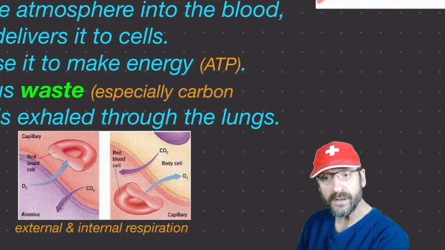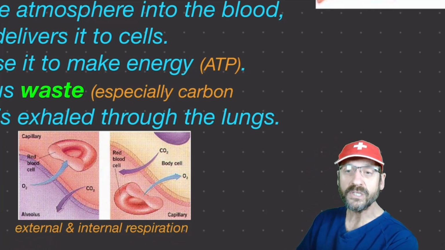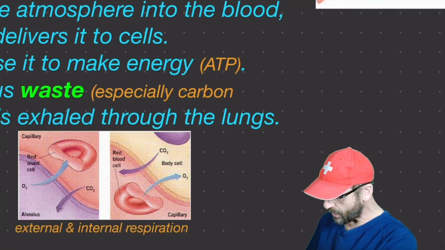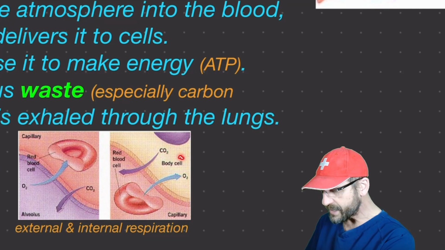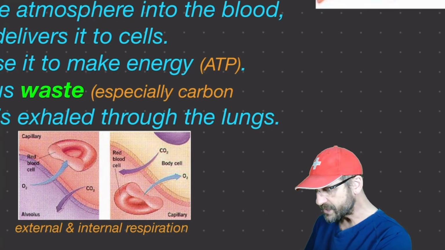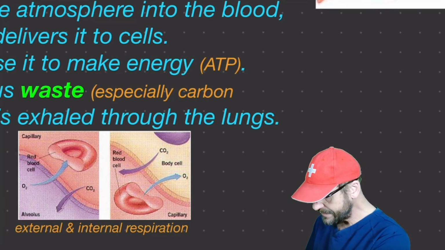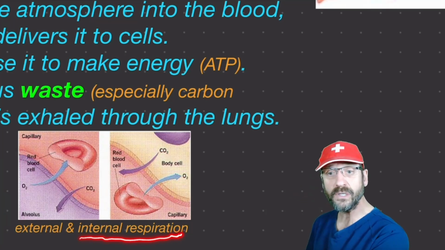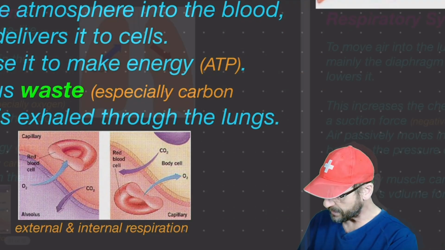And then when we get through the blood into the cell area, we're going to have the oxygen move from the blood cell into the body cell, and there the wastes, the carbon dioxide, can leave it. And you see that right here. And so we call that internal respiration because it happens inside the body.